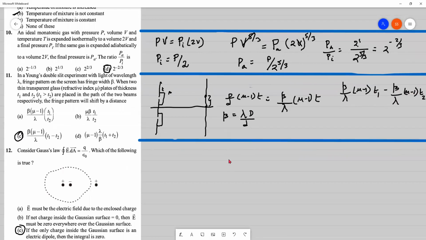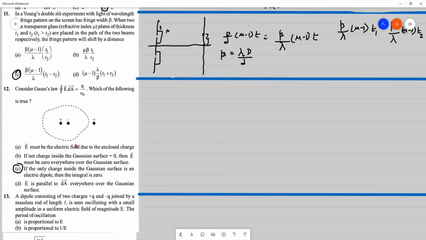So the next question. Consider Gauss law for this one. Which of the following statements is true? Here E must be the correct answer. If the only charge inside the Gaussian surface is an electric dipole, then the integral is 0. If this is an electric dipole, then the total charge enclosed is 0, so the integral is 0. The integral of this term is equal to 0. So this is the right answer.